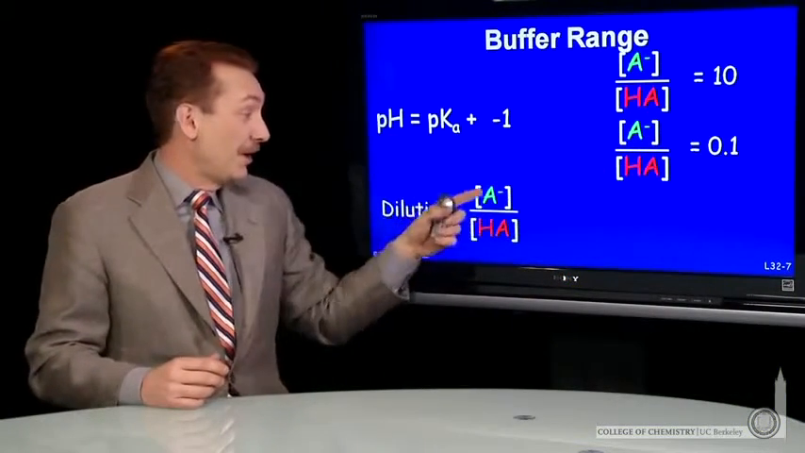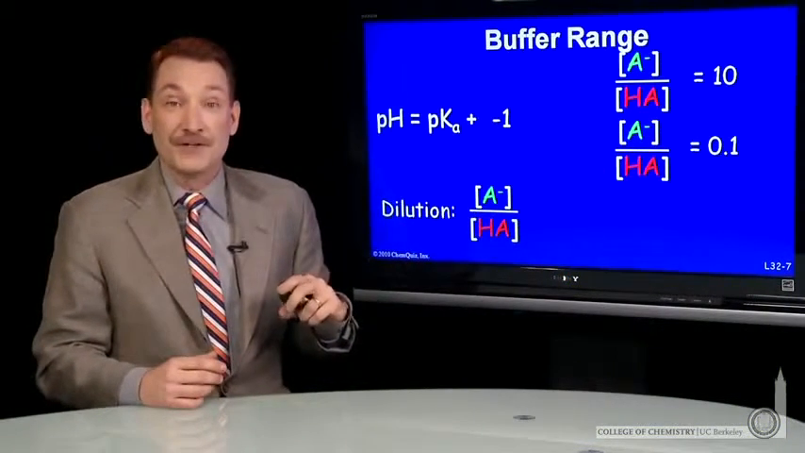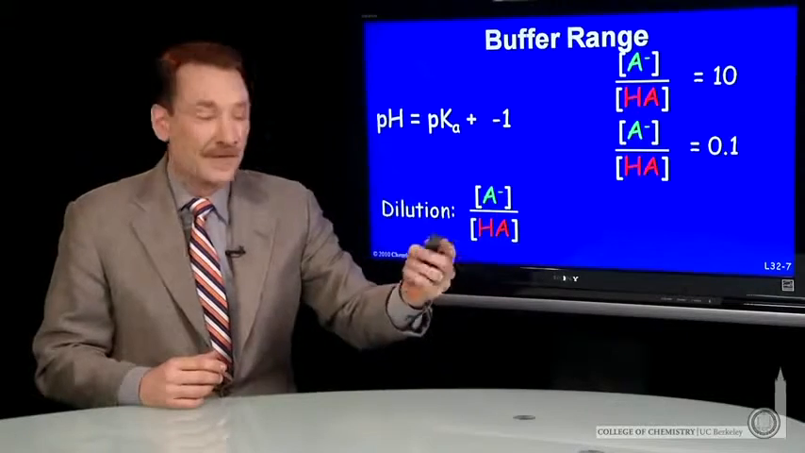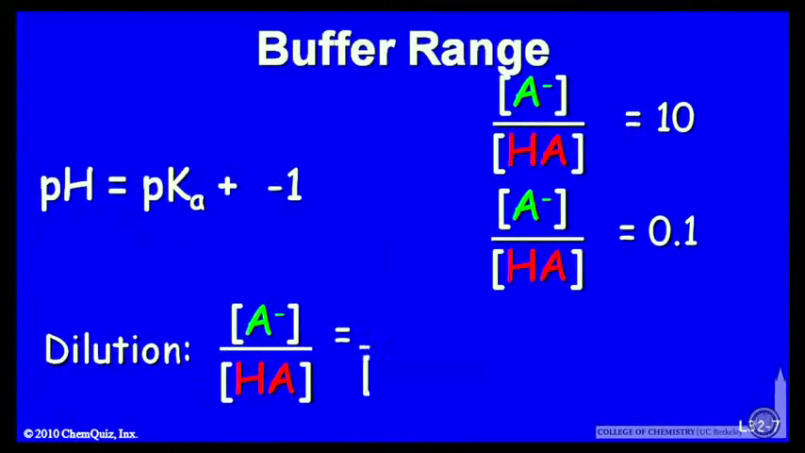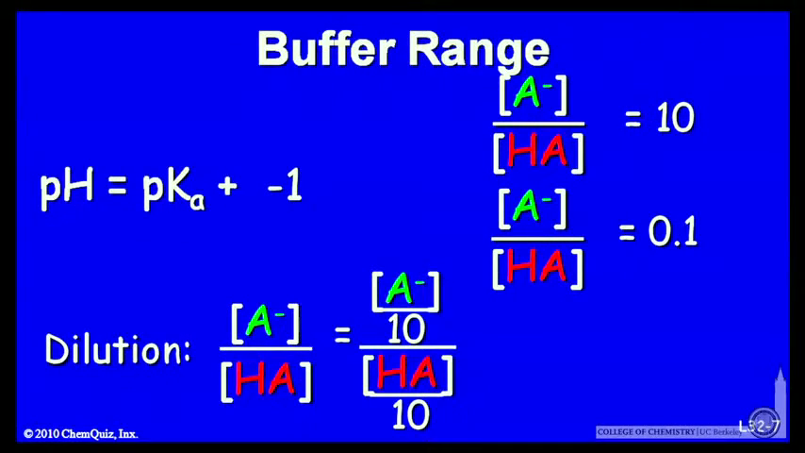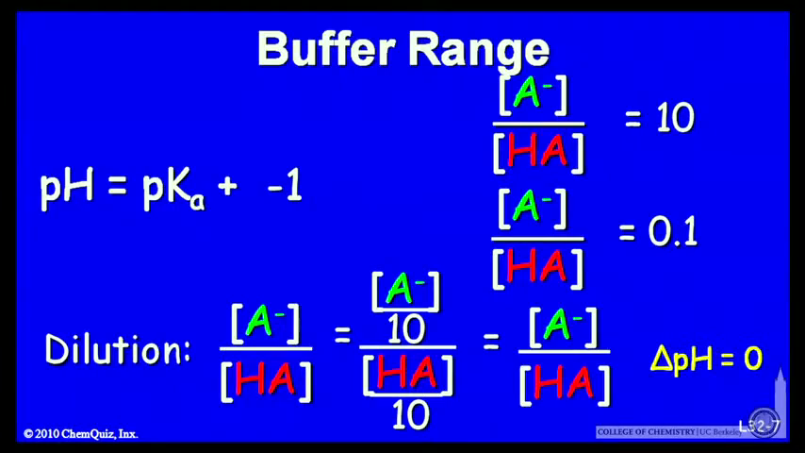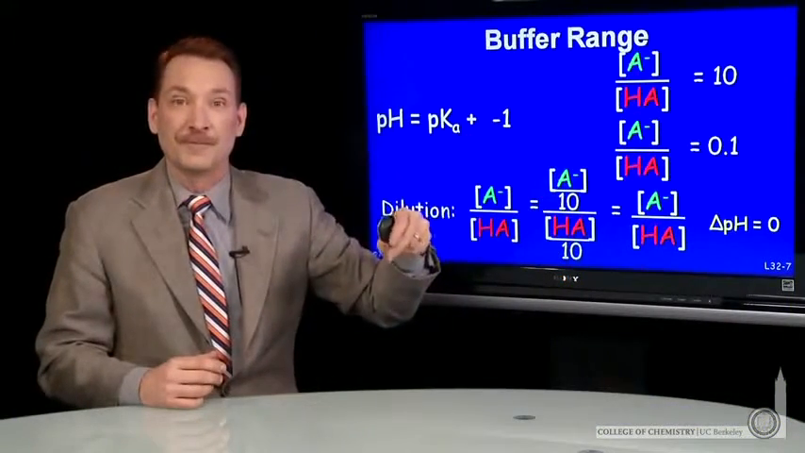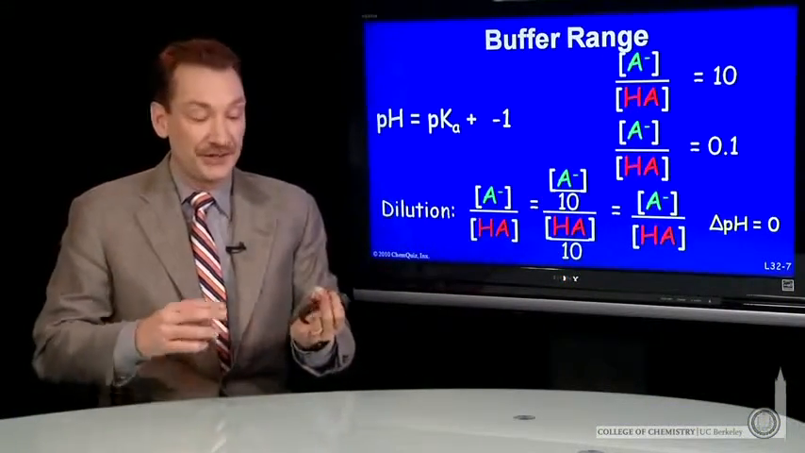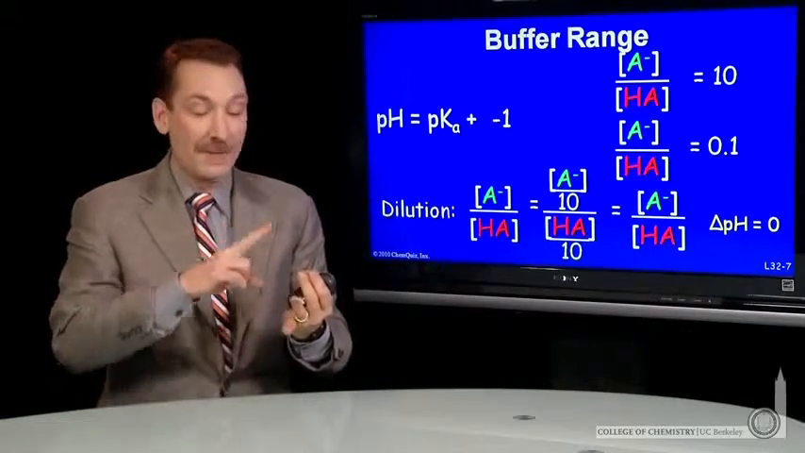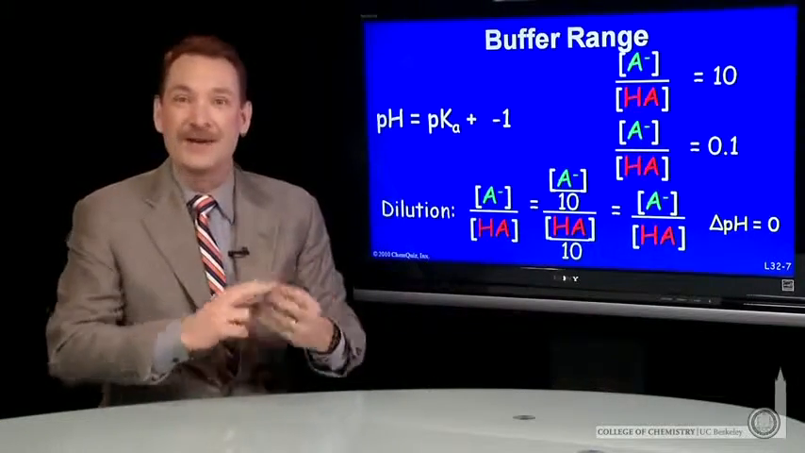It's interesting to note for these buffers, when you dilute them, the ratio A minus over HA doesn't change. If both are diluted by a factor of 10, the ratio is the same. So there's no change in pH for dilution of a buffer. So a buffer resists change in pH from adding acid, from adding base, and from dilution.